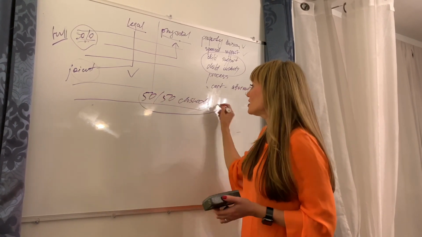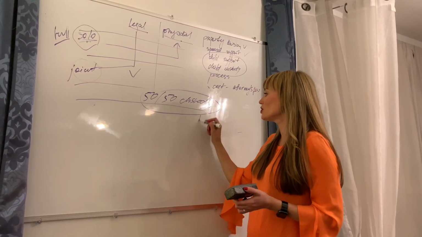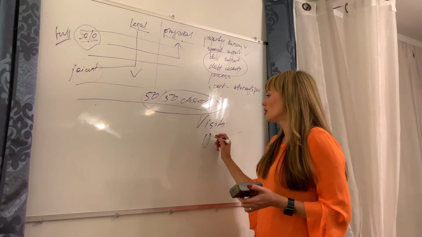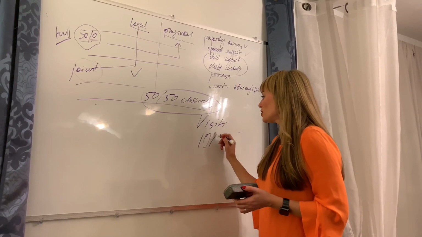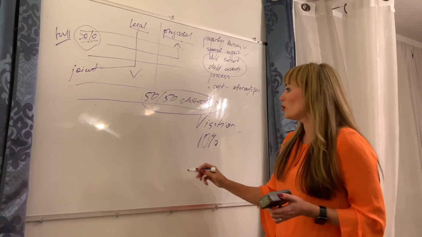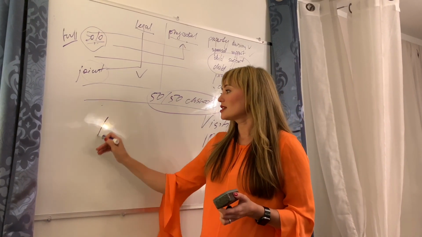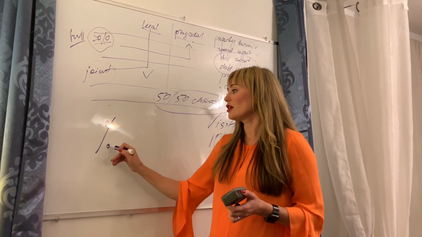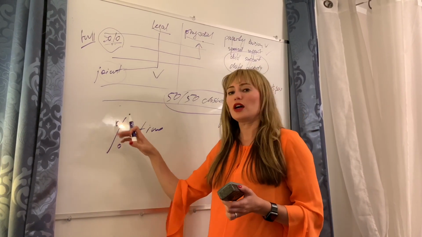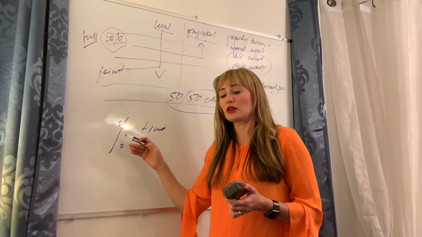Now, 50-50 custody has nothing to do with visitation. You can have 50-50 custody, but 10% visitation. How is that? Well, visitation is the percentage of time you spend with your child. And if you're unaware how to calculate percentage, I would be too.